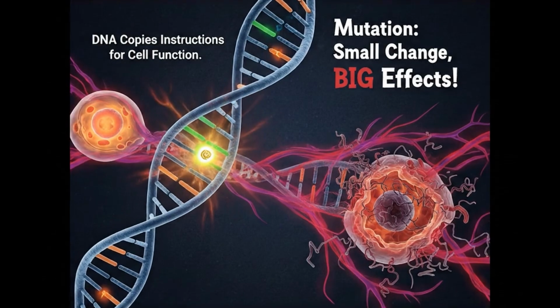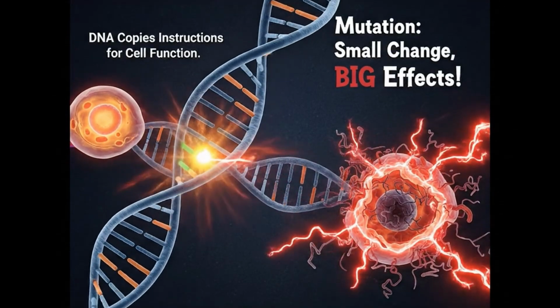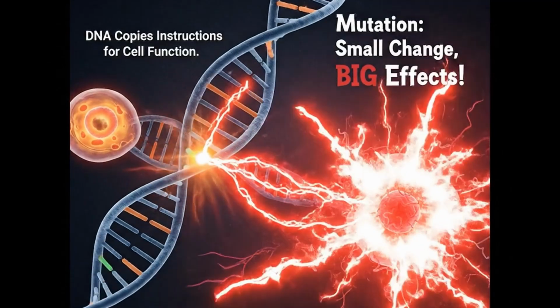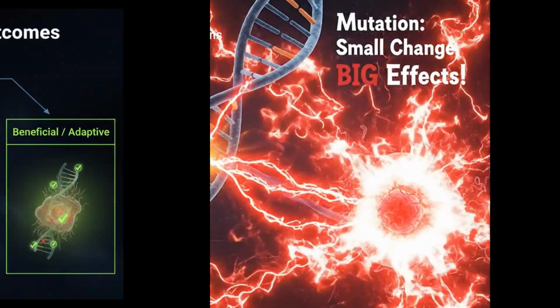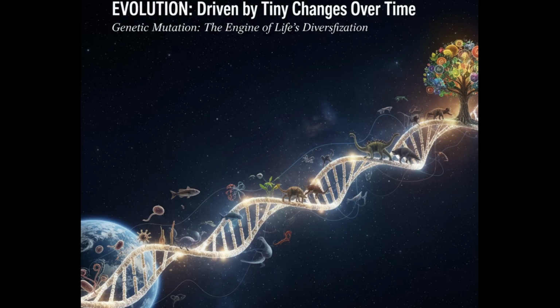A mutation is simply a change that happens when DNA is copied. Because DNA carries instructions for how cells function, even a small change can have big effects. Most mutations don't matter much. Some can cause disease, and a very small number can actually be beneficial. Over long periods of time, these tiny changes are one of the driving forces behind evolution.